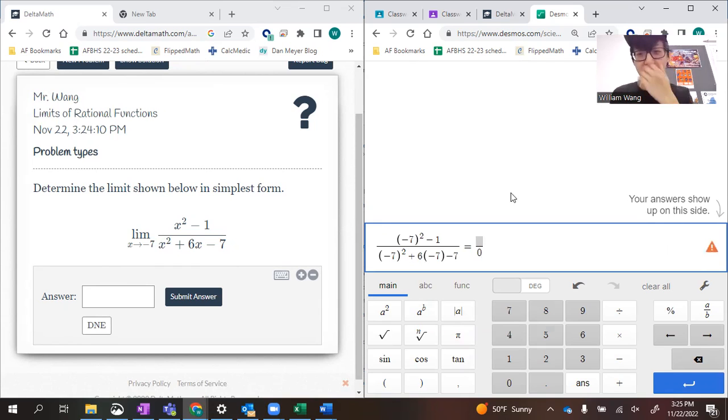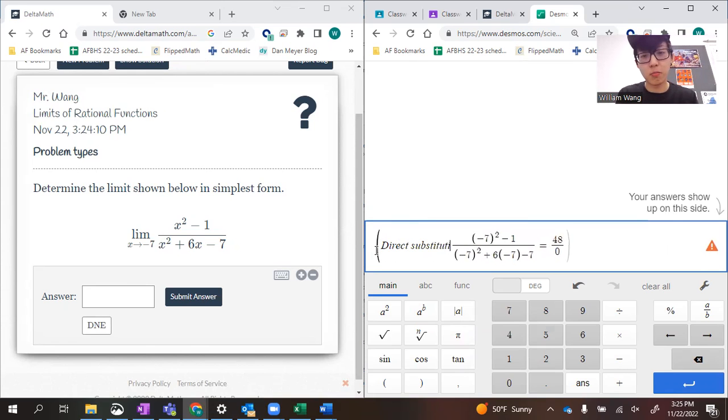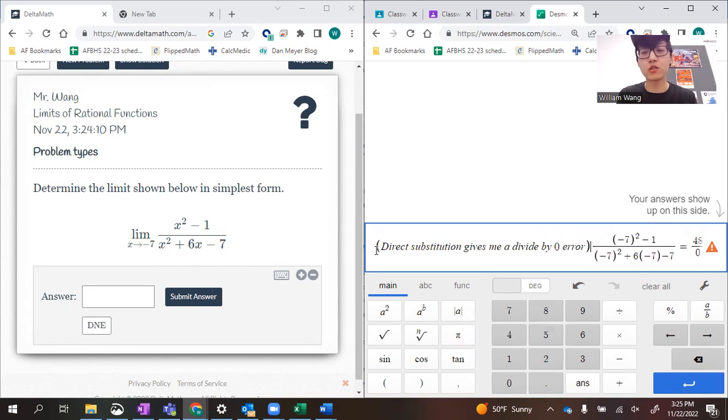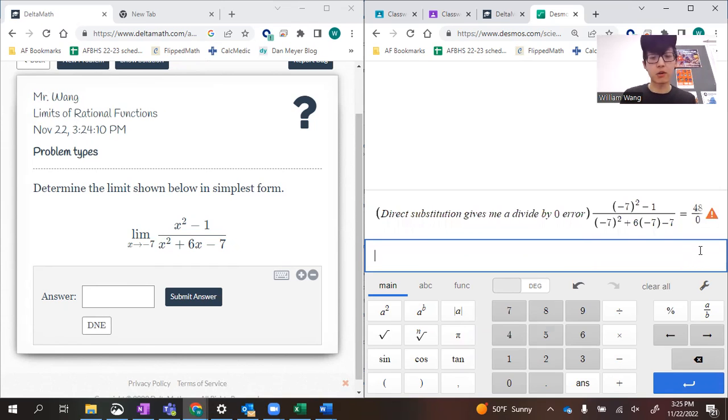Right? And you might be asking, can I do L'Hopital's for this? Well, not quite, because this top part simplifies to 48, so I can't do L'Hopital's rule, right? So what other things can I do? So I'm going to say direct substitution gives me a divide by 0 error, right? So I can't do direct substitution. Let's move onwards then. If I can't do direct substitution, I'm going to go to what method? I'm going to try to factor, cancel, and simplify. Hopefully this rings a bell. Factor, cancel, simplify. Let's try to do that.